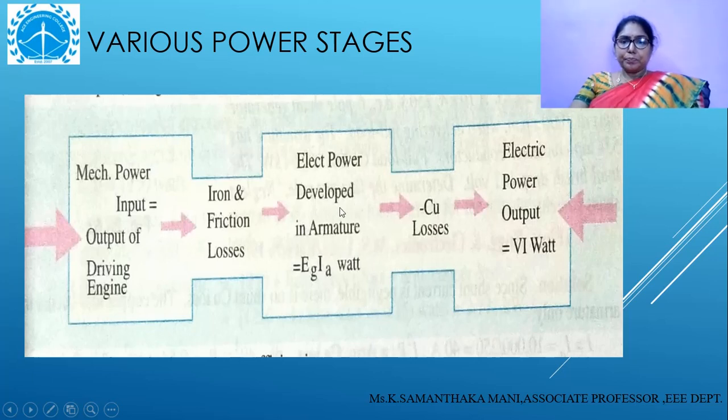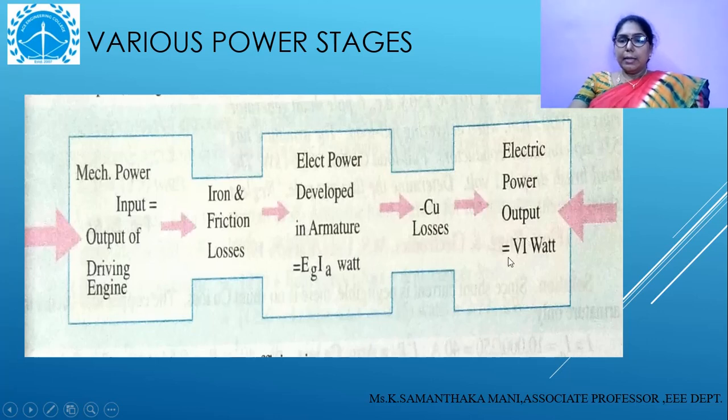As we know, the conversion takes place in the armature, so the electrical power is developed in the armature. This is given by Eg × Ia watts, where Eg is the generated voltage in the armature and Ia is the armature current. This is the actual power generated in the armature. Now, by deducting the copper losses that exist in the DC generator from the actual power developed in the armature, we get the electrical output available at the terminals.